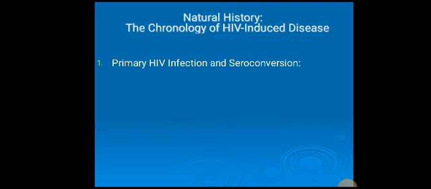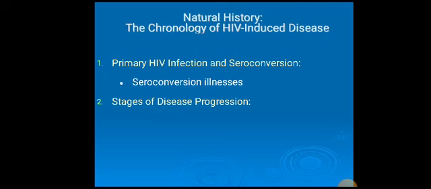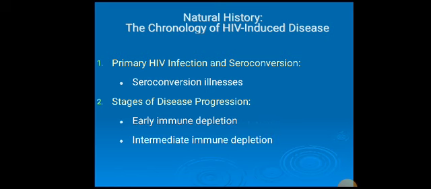Primary infection. At the time of infection, the patient develops a seroconversion illness, a stage of fever, skin rash, and lymphadenopathy, and then disease progression, where immune depletion occurs, and intermediate immune depletion also occurs, and later the patient develops advanced immune depletion. So the immune depletion occurs early, then intermediate, and then advanced.